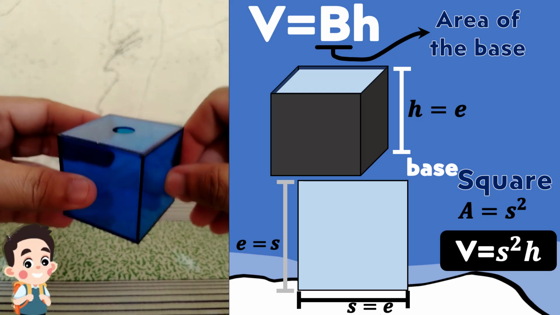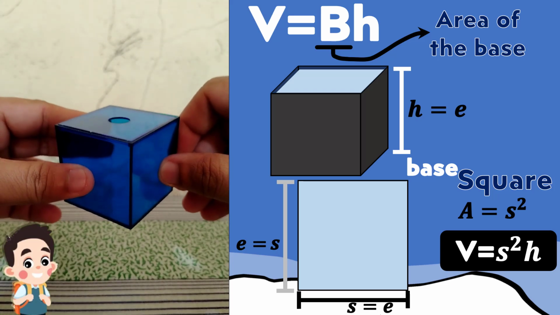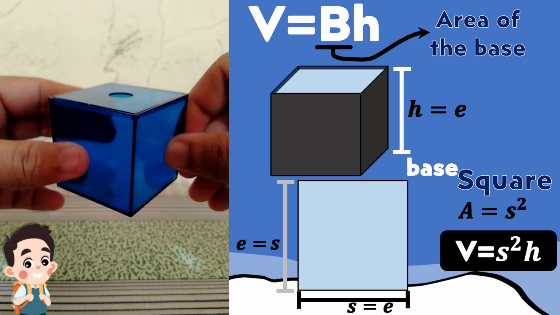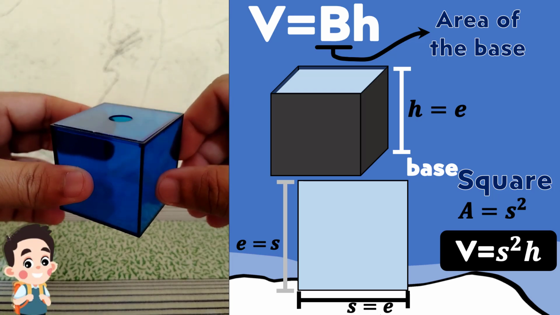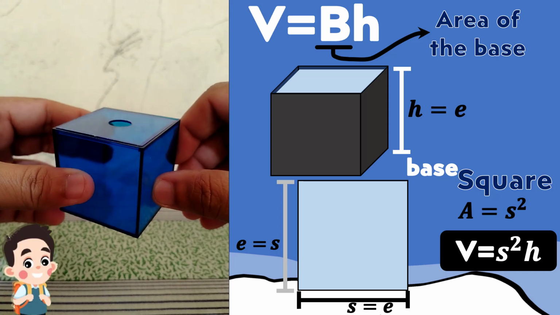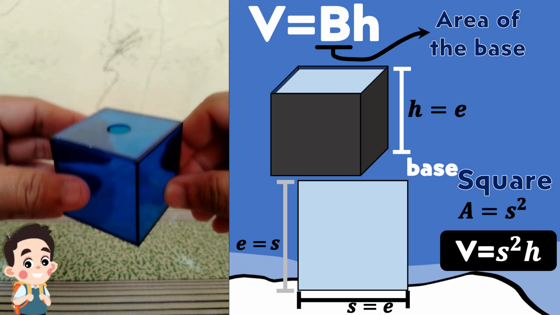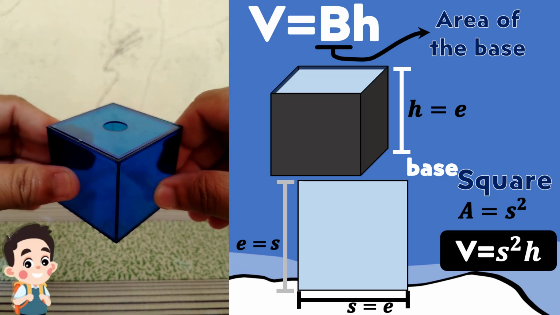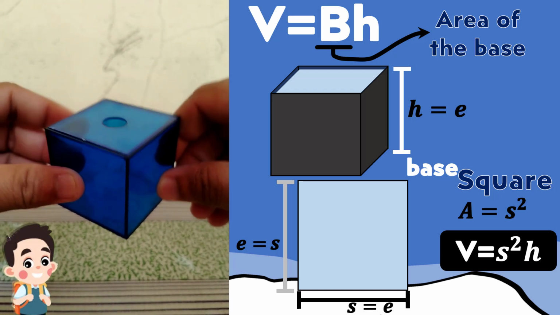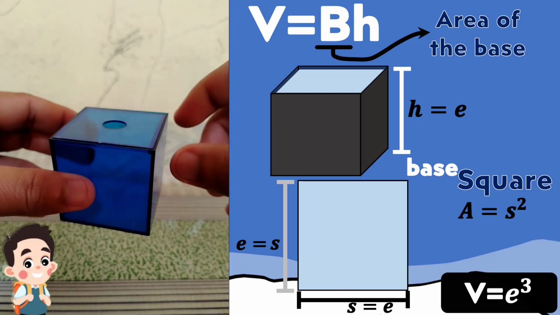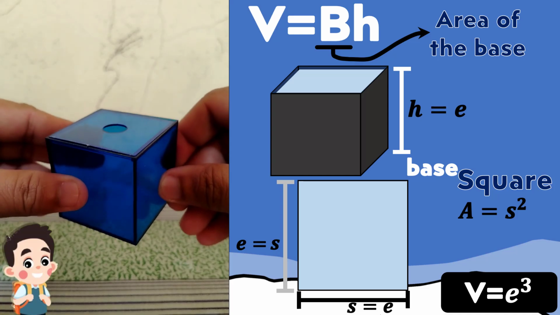Hence, the original formula of base times height for any geometric solids, which became s squared h for the cube, and since we used e as edge to represent height, which is also true for our sides, the formula for the volume of the cube, and the secret in that formula, is that the volume is just the cube of our edge, or e cubed.